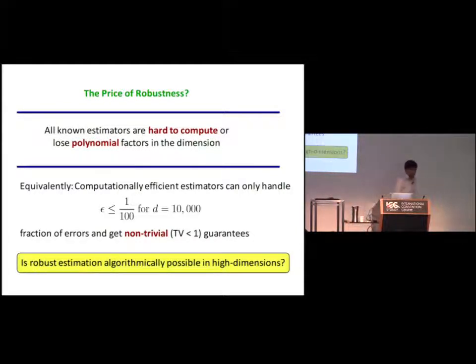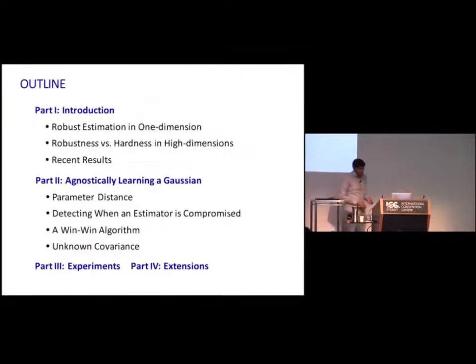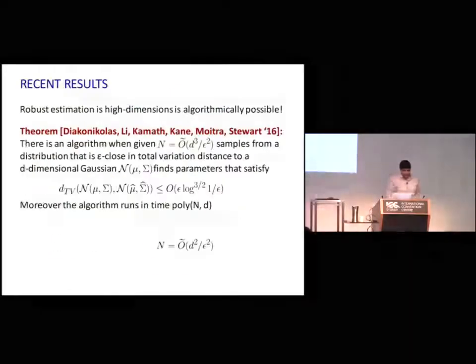So this brings up a conceptual question: how bad is computational intractability? How scared of it should you be when you talk about robust estimation, particularly in high dimensions? Is robust estimation algorithmically even possible in high dimensions? Is this tension somehow fundamental? Let me tell you about some recent results.